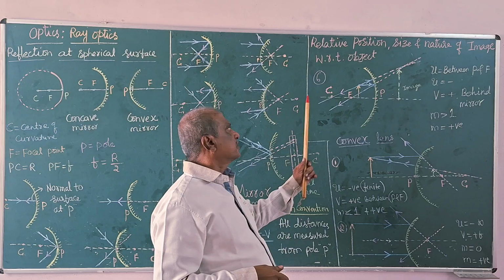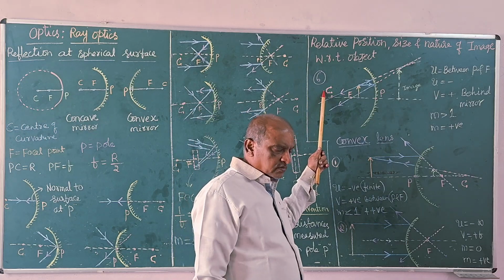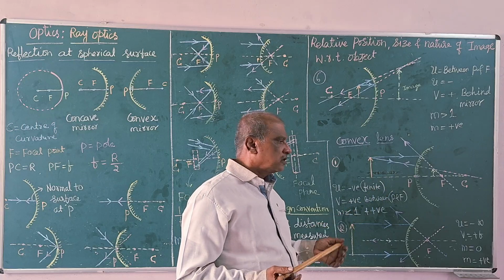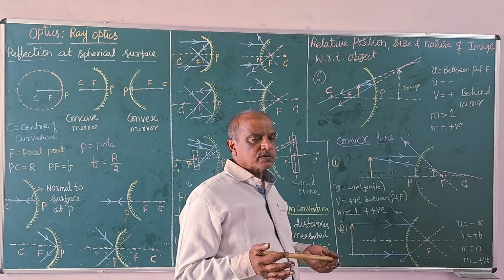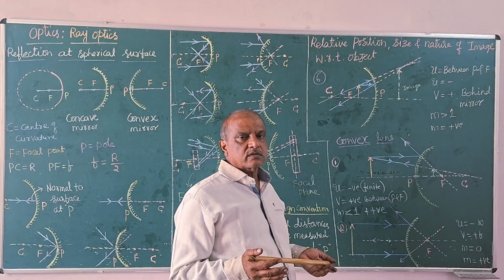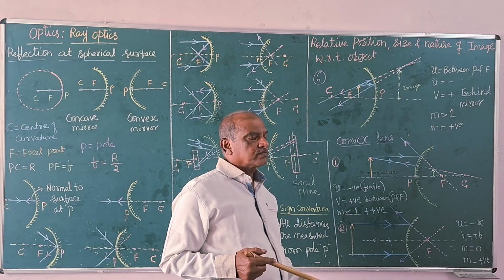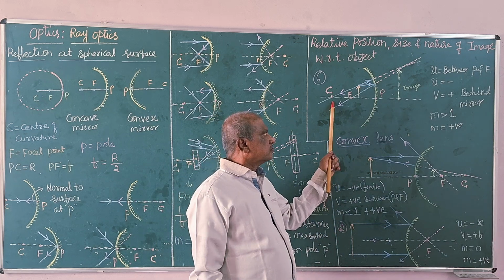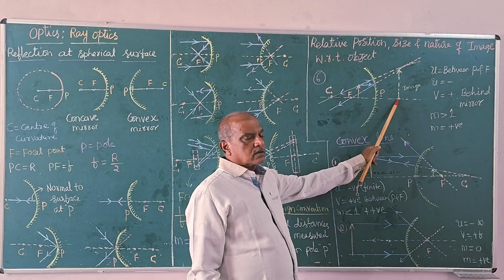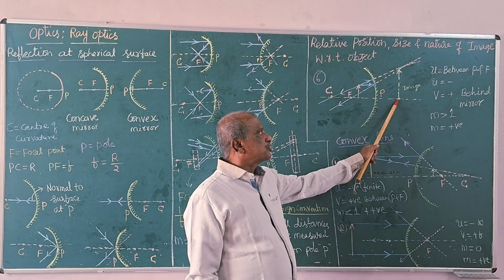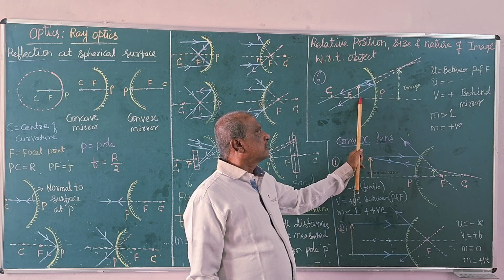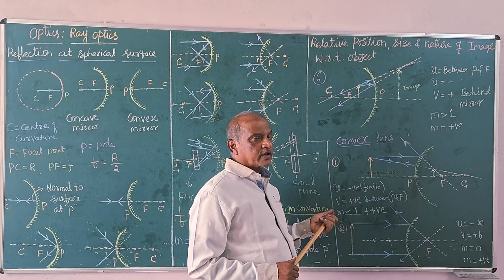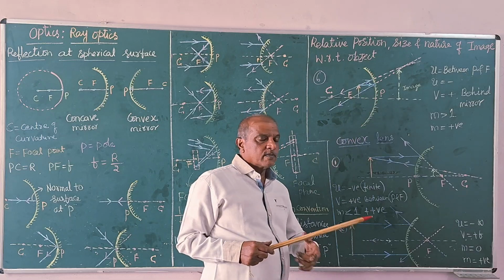Only in a case like this does the concave mirror give an erect and virtual image. In the remaining cases we discussed earlier, the 5 cases, the mirror gives a real and inverted image. These 6 cases we get from the concave mirror.